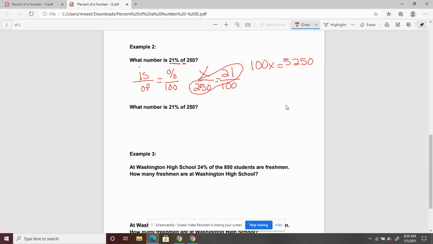I'm double checking that. To me, it doesn't look right. But it's right, 5,250. And in a one-step equation, our job is to isolate the variable. So we're going to divide by 100. Mark these out because 100 divided by 100 is 1. So that leaves us with the x, and that's what we wanted to do. So 5,250 divided by 100 is 52.5.